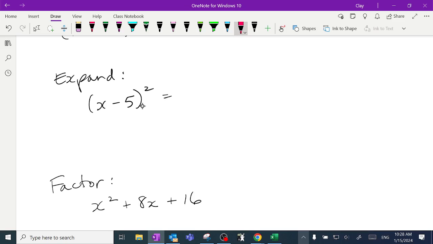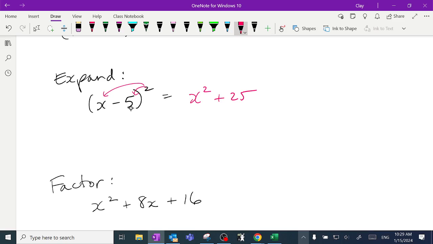I want to square this bracket. Fine. I'll square the x, and I'll square the negative 5. If I square x, I get x squared. If I square negative 5, I get plus 25. That's not right. I can prove to you it's not right. If it was right, any number I put in for x, this side should be the same as that side. Let's say my favorite number was 4.